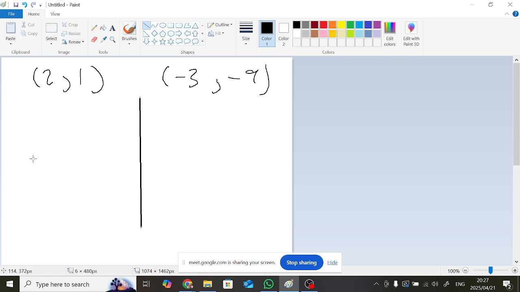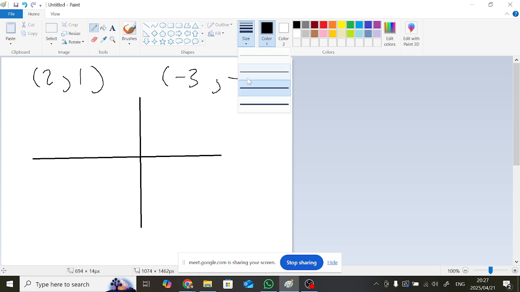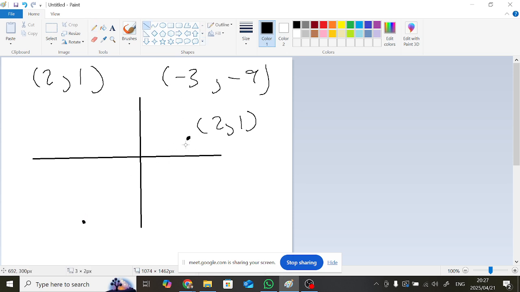Okay, so if we draw that on a Cartesian plane, it looks something like this. We have our first point somewhere over here, that is 2 and 1. And then the next point is somewhere over here, and this point is -3 and -9.